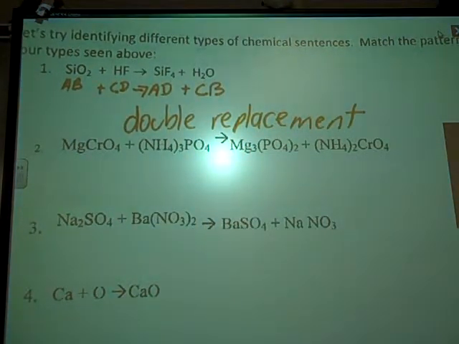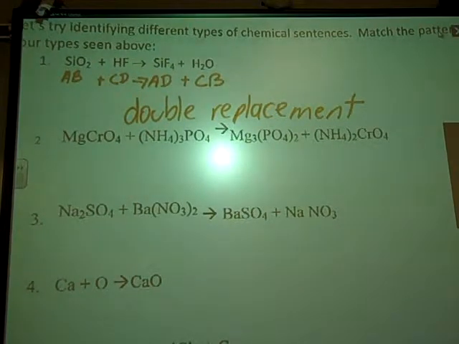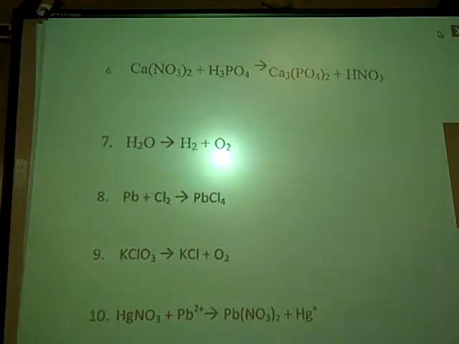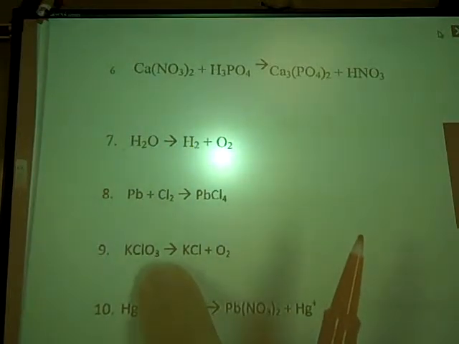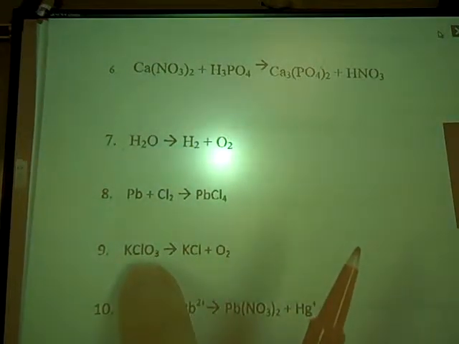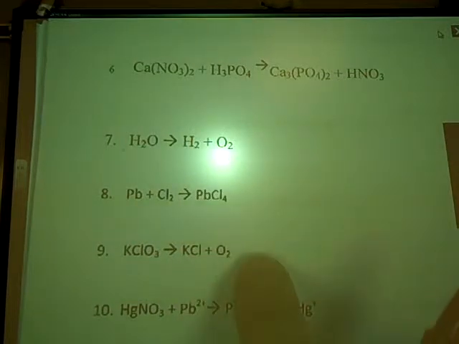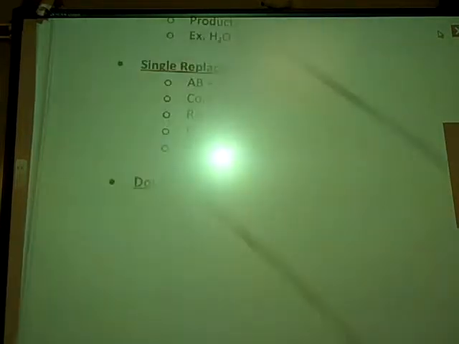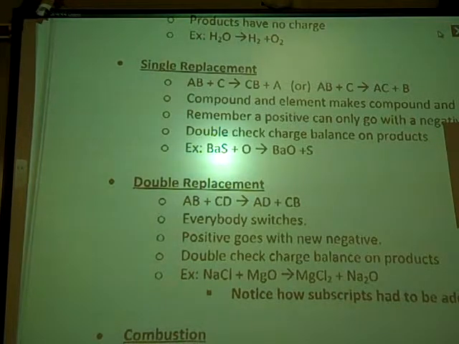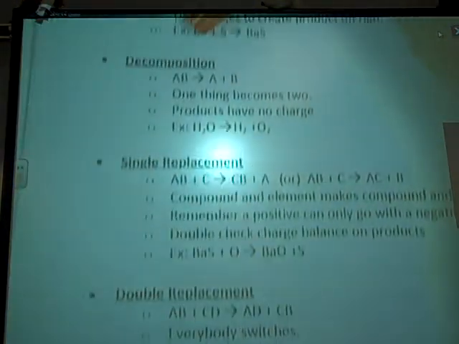Let's look at, which one should we do together? Let's look at number 9. Down here, number 9. Number 9 has one big thing on the left and two smaller things on the right. Let's flip back to our front page. I need one big thing on the left and two small things on the right.